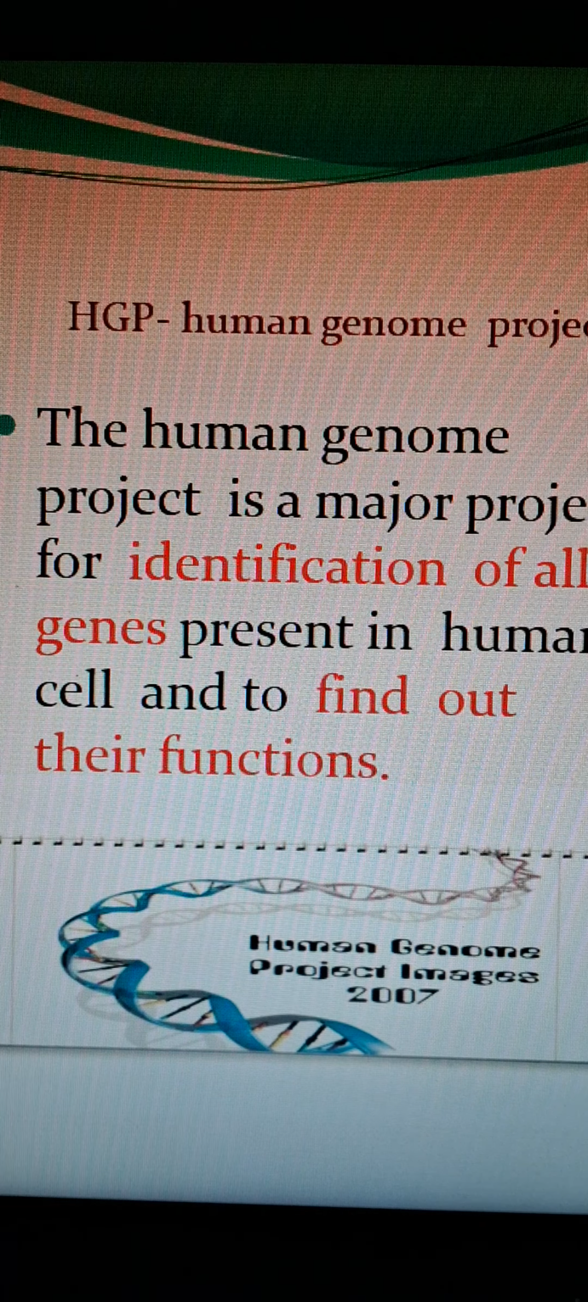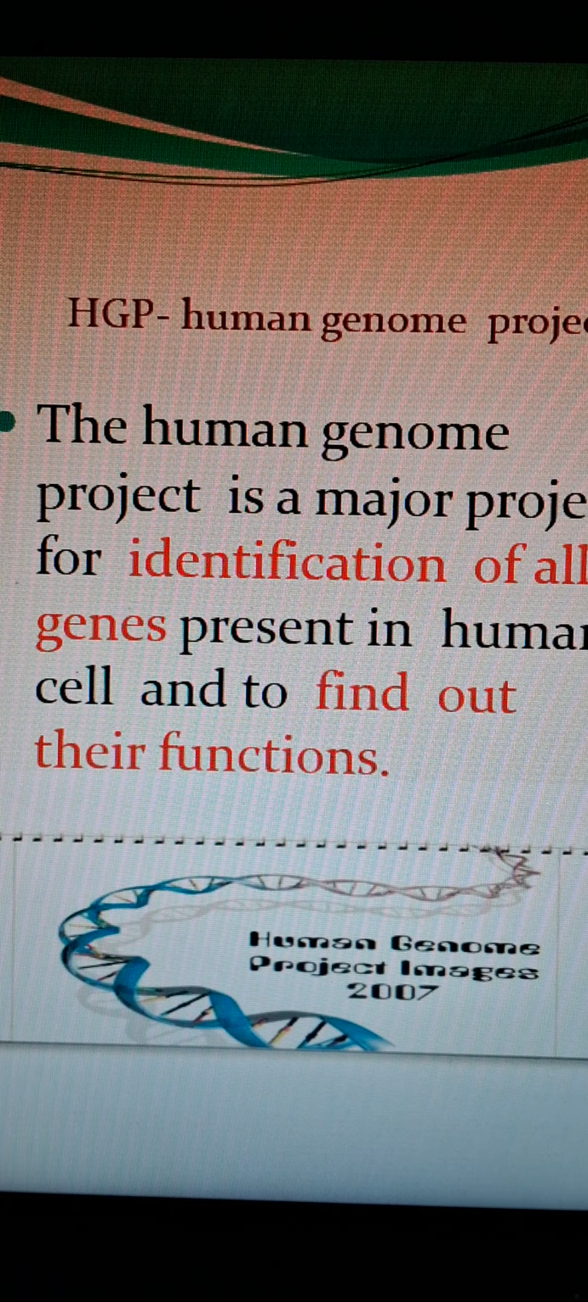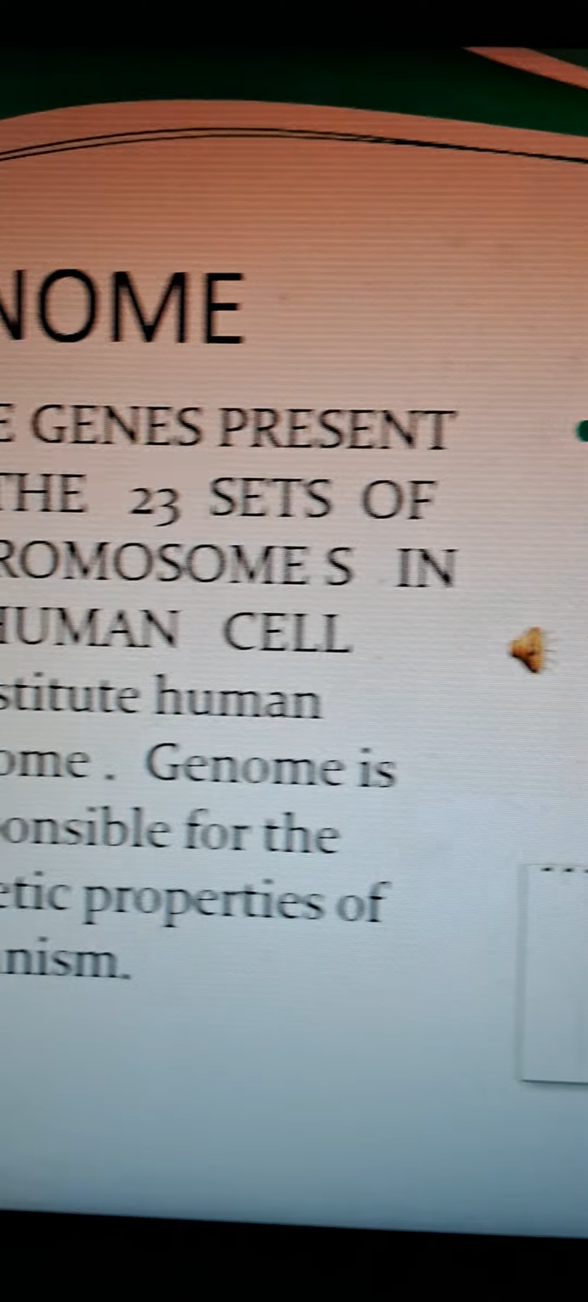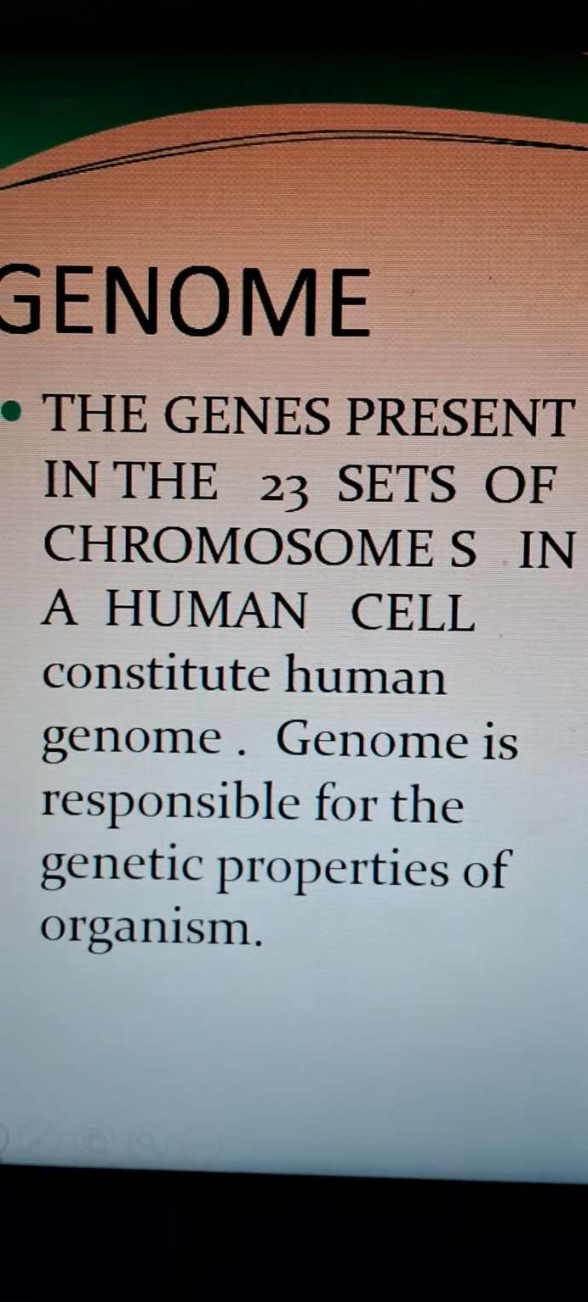Genome. The genes present in all the 23 sets of chromosomes in a human cell constitute the human genome. Genome is responsible for the genetic properties of the organisms. The Human Genome Project is a major project for identification of all genes present in human cells and to find out their functions.